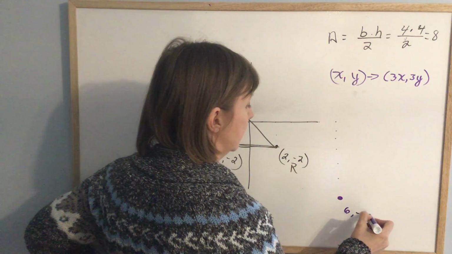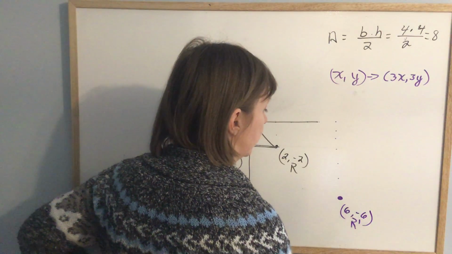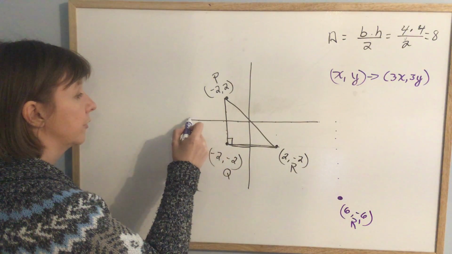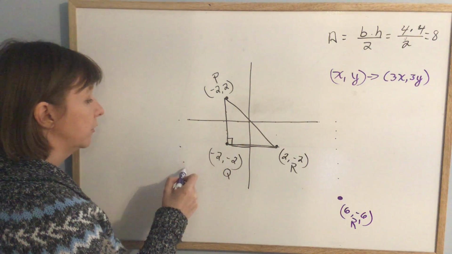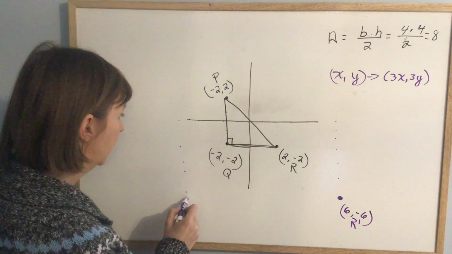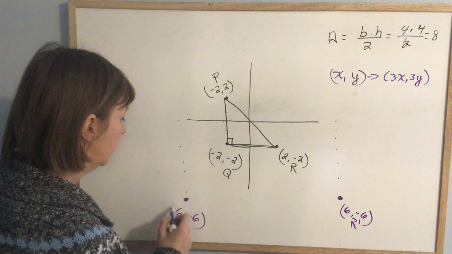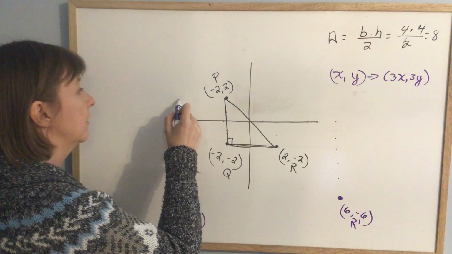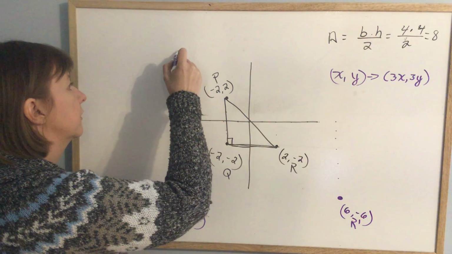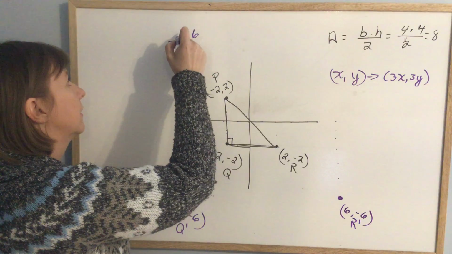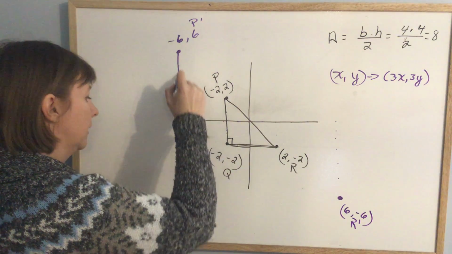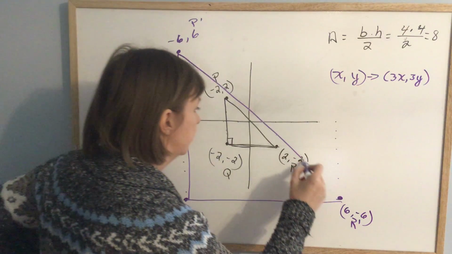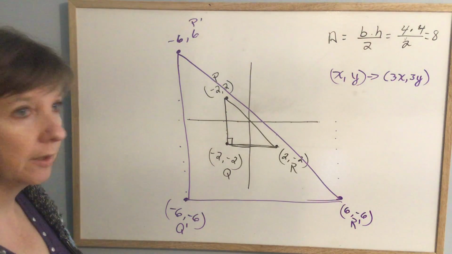So 6 and negative 6, that is r prime. For this, it would be negative 6 and negative 6. So 1, 2, 3, 4, 5, 6, and 1, 2, 3, 4, 5, 6. So this would be negative 6 and negative 6. That would be q prime. And this would be negative 6 and 6. So 2, 3, 4, 5, 6. That would be p prime. So that I still have a right angle triangle. It's just 3 times bigger than the one I had before.